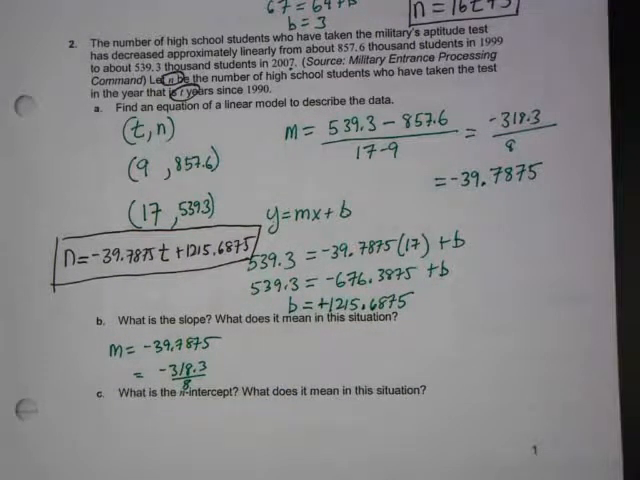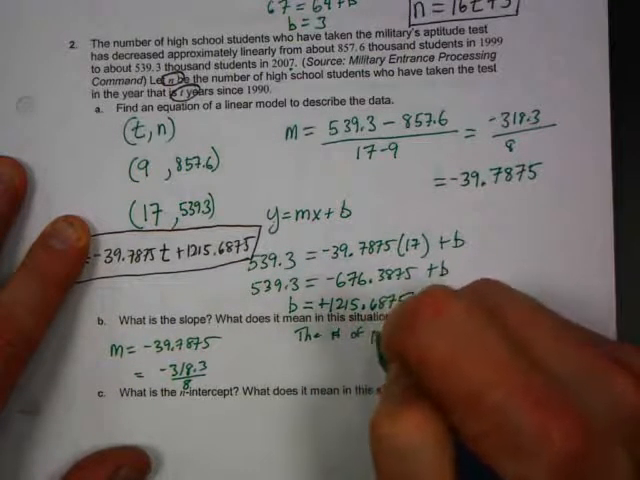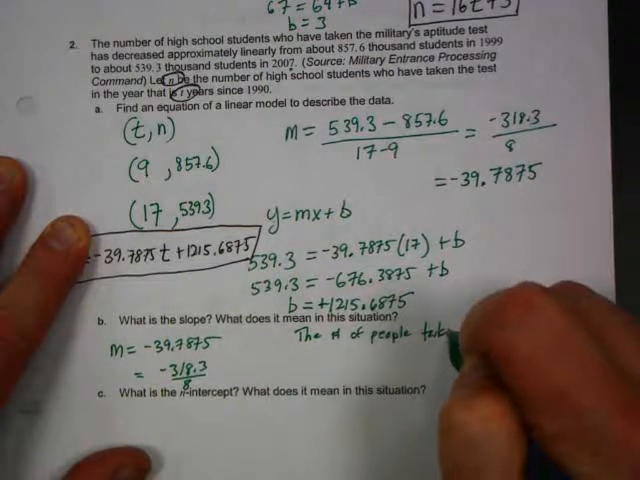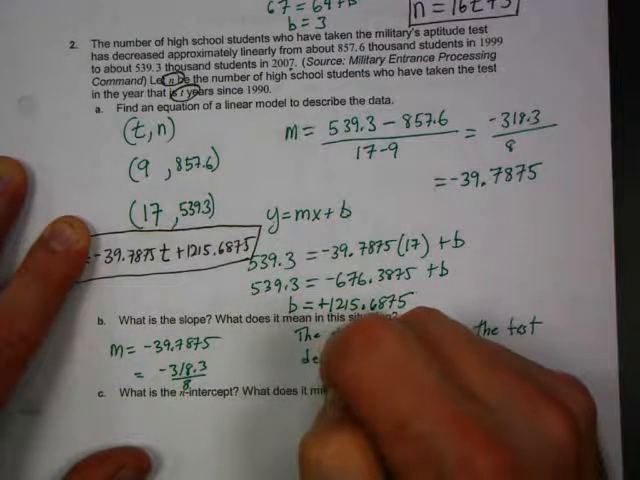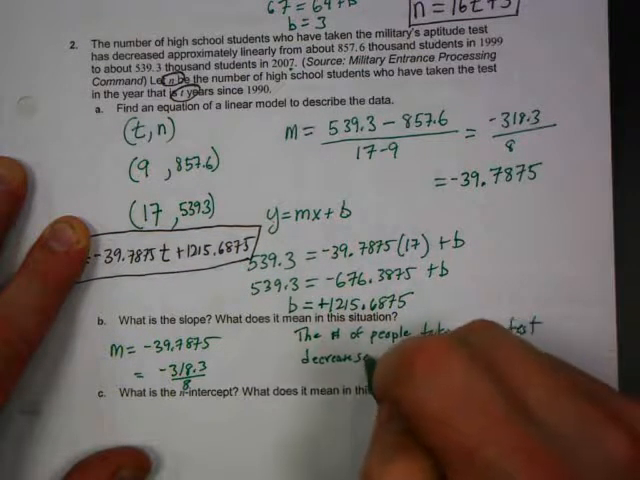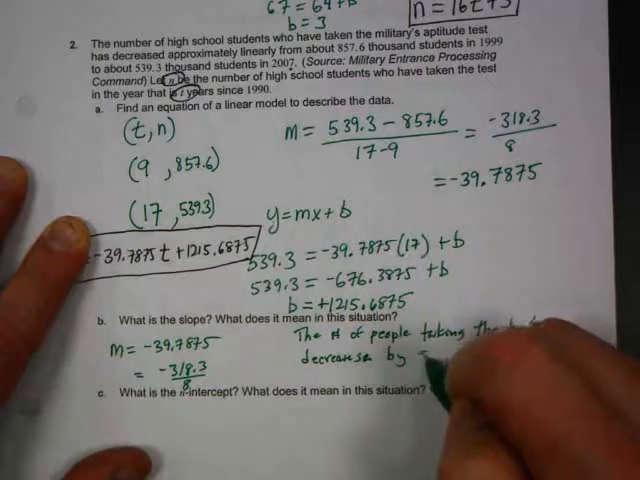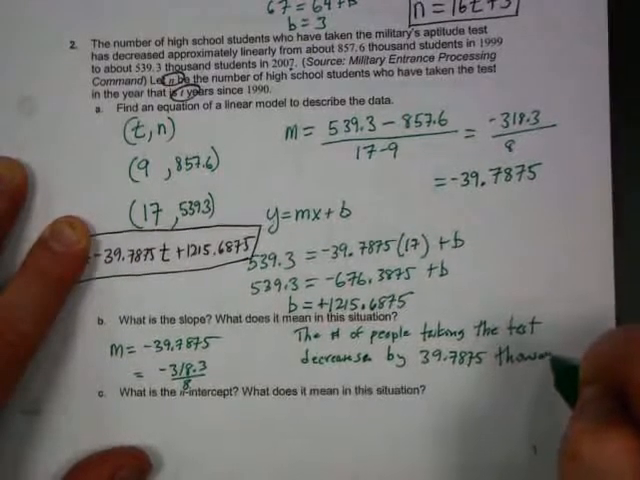What does it mean in this situation? The amount of people taking that military test is decreasing 39.7875 thousand per year. All right, so one correct answer would be the number of people taking the test decreases. Why decreases? Because it's negative, by 39.7875 thousand per year.